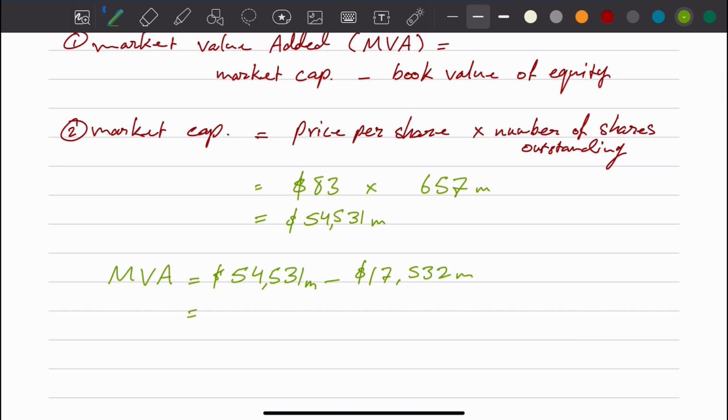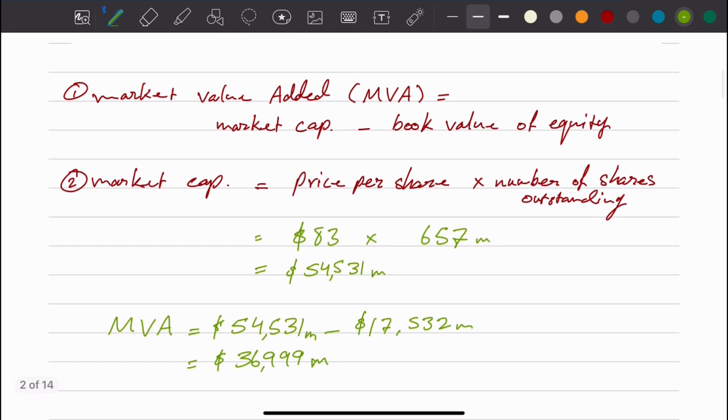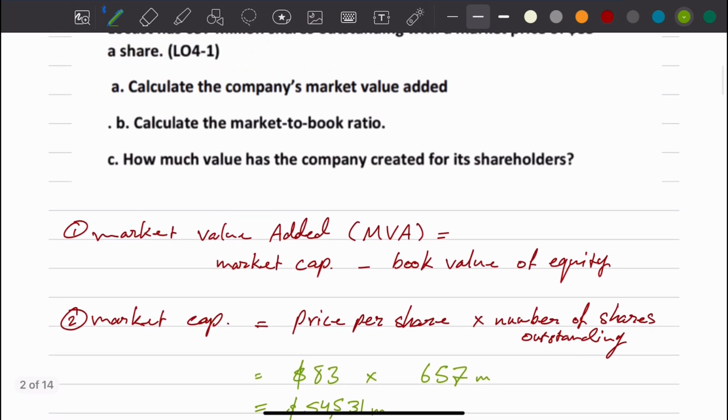Now just run the numbers on a calculator. 54531 minus 17532, and that will give us 36999 million. Okay, so basically 36,999,000,000. All right, so that is the answer to the first requirement in the question, part A. Let's write it right here.